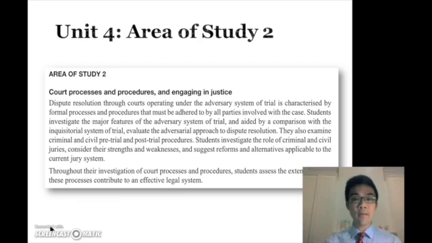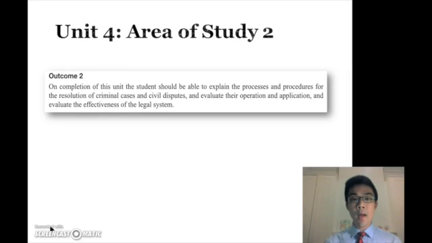It's worth 60 of the 100 marks allocated to this unit in the course. And so don't be overwhelmed. At this point in the course, you should be familiar that we work through the study design very carefully. Outcome 2, which relates to this area of study.